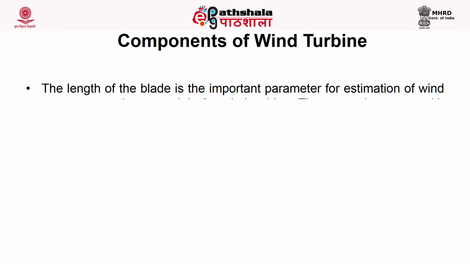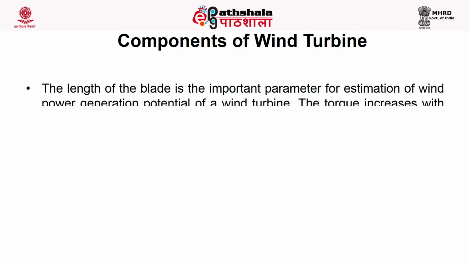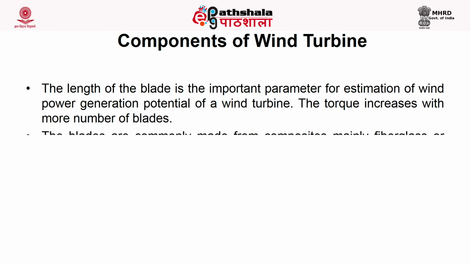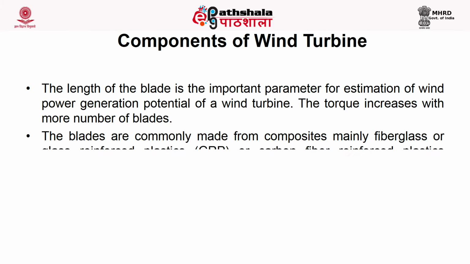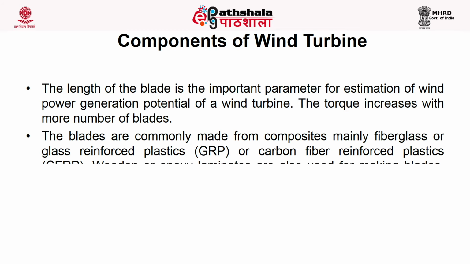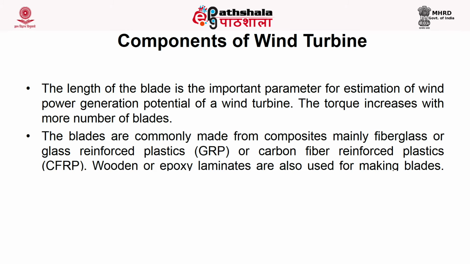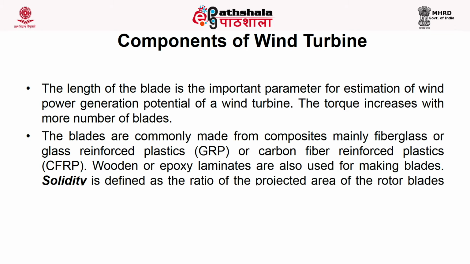The length of the blade is also an important parameter for the estimation of wind power generation potential of a wind turbine. The torque increases with more number of blades. So, the number and the length are important factors. The blades are commonly made from composites, mainly fiberglass or glass reinforced plastics or carbon fiber reinforced plastics. Wooden or epoxy laminates are also used for making the blades.